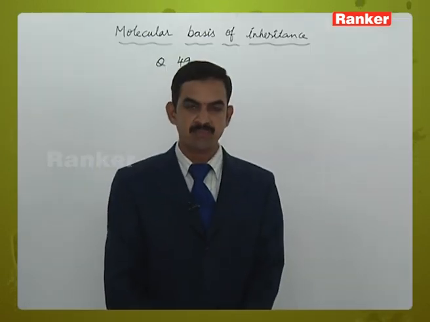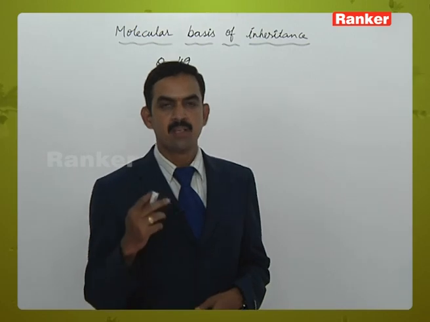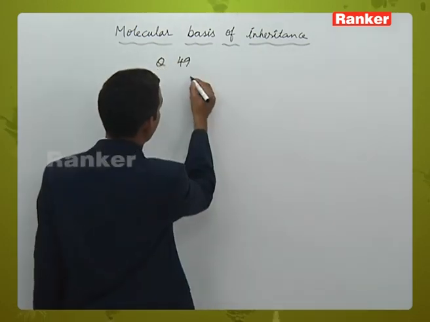Question number 49. Assertion: central dogma of molecular biology was proposed by Crick. Reason: the DNA is a central molecule of hereditary storage, and Crick explains how this information is transferred to mRNA and protein. Okay, here let's come to the assertion statement.